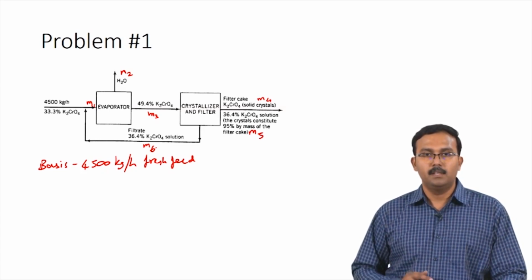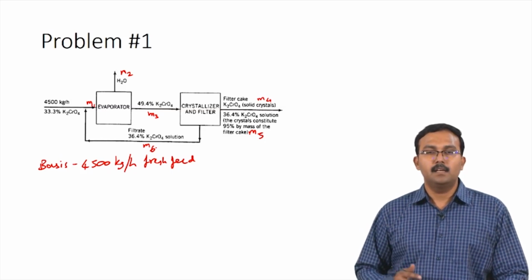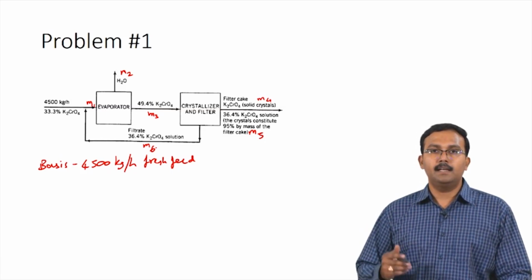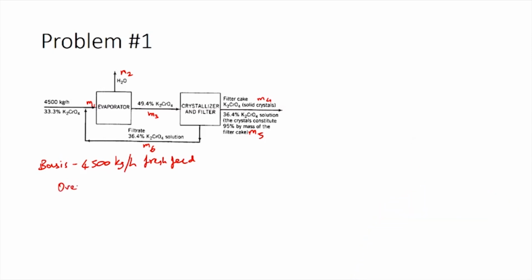Now that we have labeled these streams, let us look at which systems to choose and what balances we can perform. For most systems we always start with overall balance. So, we will take the overall system and start writing the balances for the overall system. We can write the total mass balance and the mass balance for potassium chromate. The total mass balance would be 4500 kilograms which is entering would be equal to M2 plus M4 plus M5.